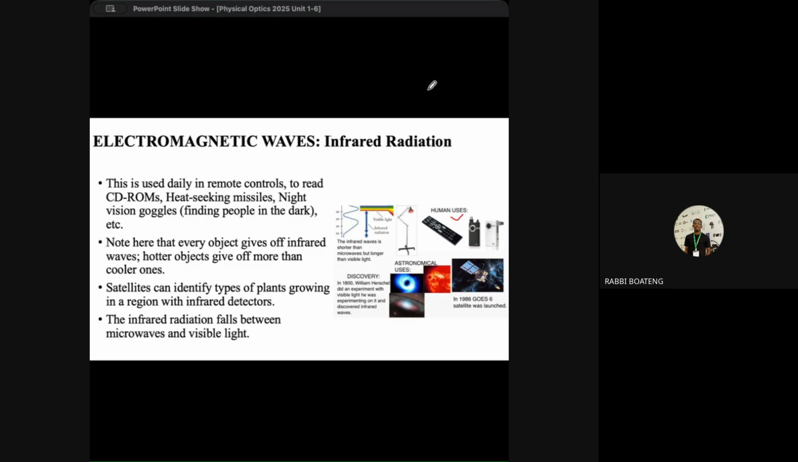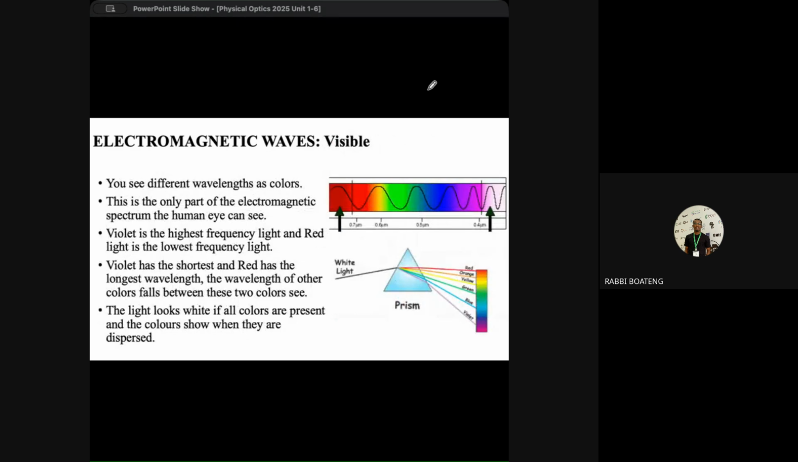So the infrared thermometers are very important. Is that okay? And let's go to the almighty visible light. Visible light is part of the radiations in the electromagnetic spectrum. That one we can see. You can use your eyes to see. I can use my eyes to see.